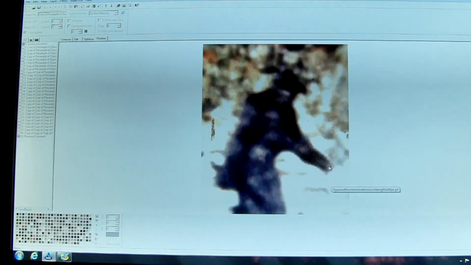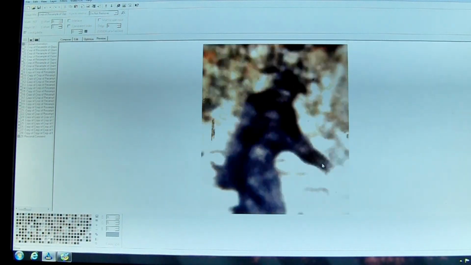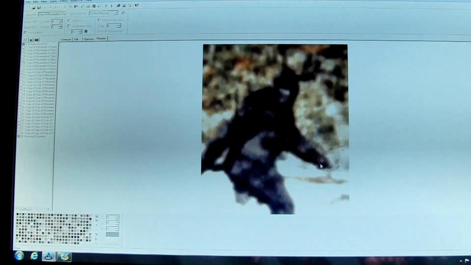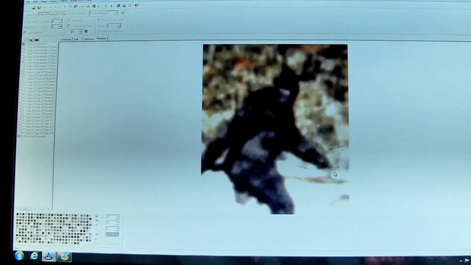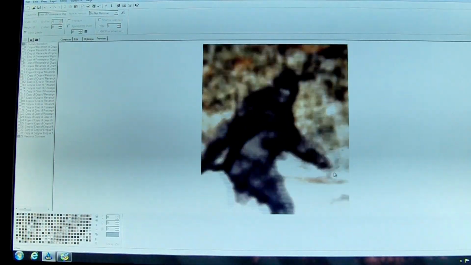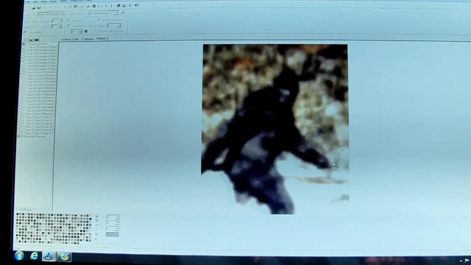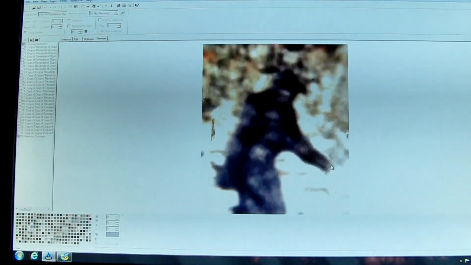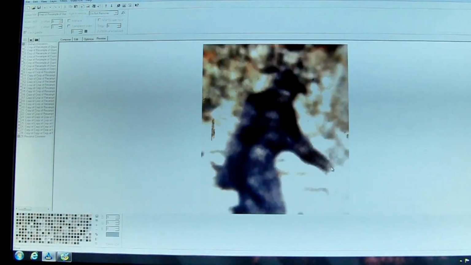Pay particular attention to this area right here. Now what do you see right there where my cursor is? I don't know about you, but that looks a lot like a thumb to me. And a thumb not only being there, but in motion. If you look at these fingers, they roll over a little bit on the end of the hand. That's because it's been stabilized.